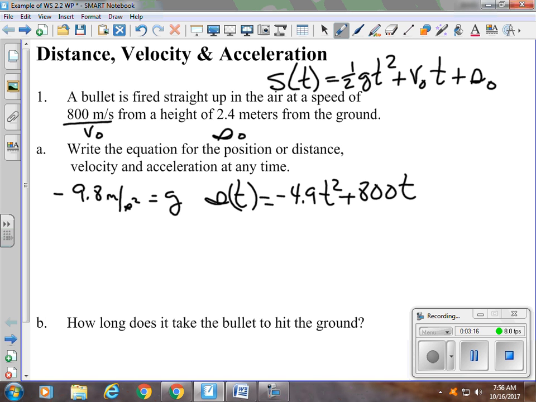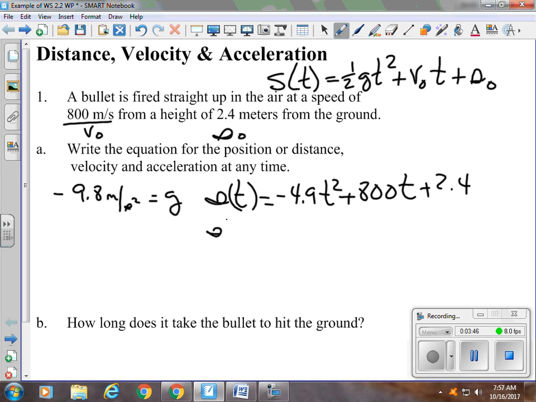I shot it straight up in the air. I didn't shoot it down. I shot it up. If you shoot it up, it's going to be a positive velocity. Remember, velocity is a two-part thing. It's direction and speed. So if I shoot it up, it's going to be a positive direction. So that makes your velocity positive. If you shoot it down, it would be a negative velocity. And then you've got your original distance of 2.4 to go in for S sub 0.